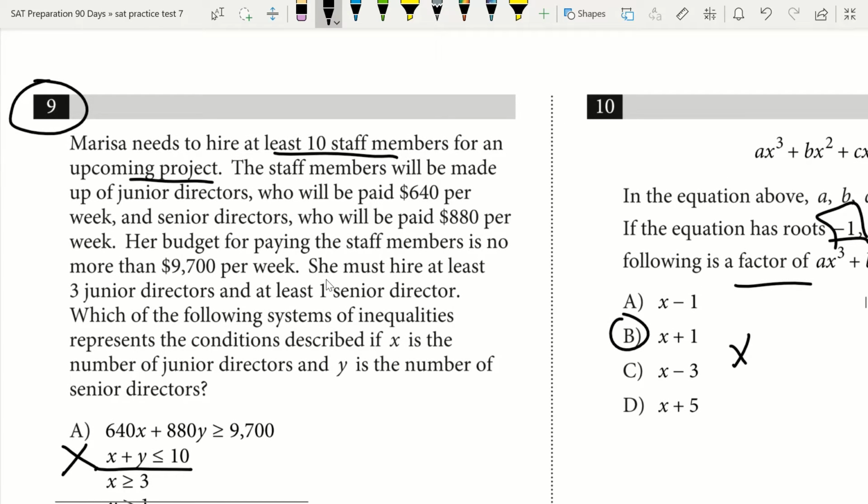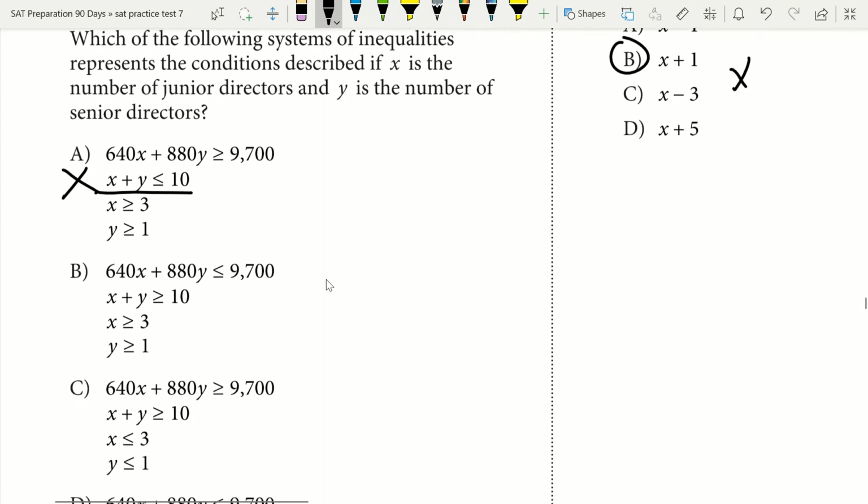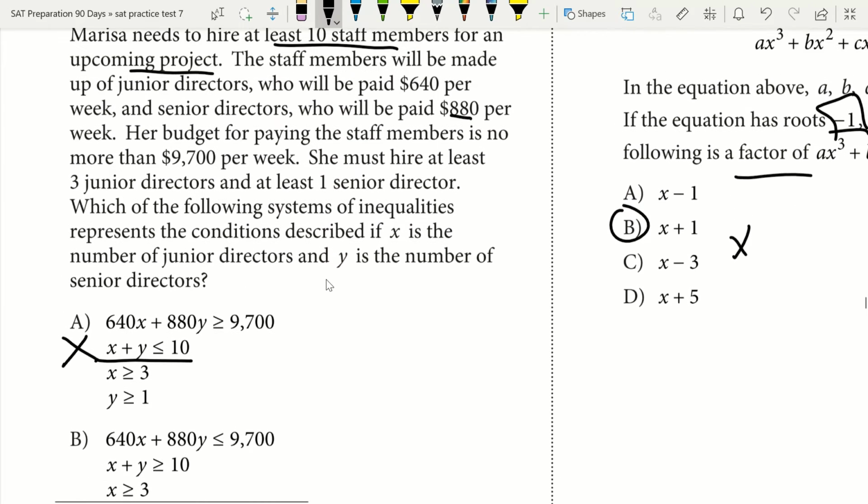I see the staff members will be made up of junior directors who will be paid $640 per week and senior directors who will be paid $880 per week. Now I don't know which one X and Y is yet, but I know that I've got $640 and $880. I see all of them have that, so that's fine.